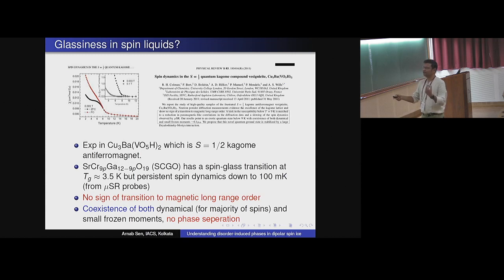But nonetheless, if one uses some local probes like MuSR or other probes to look at the local fluctuations of the spins in time, then one sees that there is persistent spin dynamics down to 100 millikelvin, right? Even though the glass transition temperature is 3.5 Kelvin. So the main point is that there is no sign of transition to a magnetic long-range order state even here. But there is a coexistence of both dynamical, so fluctuating rapidly if you wish, or liquid-like degrees of freedom, and frozen moments, okay? And there is no phase separation. Okay? So this is what happens in many experiments in systems where you suspect spin-liquid behavior, and eventually there's a phase transition at a much lower temperature.